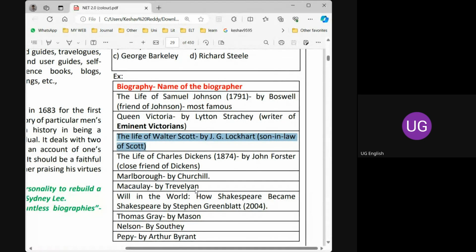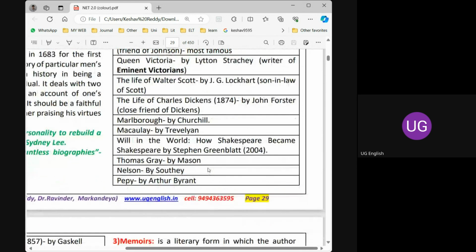Again, his biography is famous because it is written by John G. Lockhart, a famous biographer. And the Life of Dickens is written by John Foster. He's a close friend of Dickens. And I have given four or five other works also, just for your reference. Will in the World: How Shakespeare Became Shakespeare. This is a very famous work.